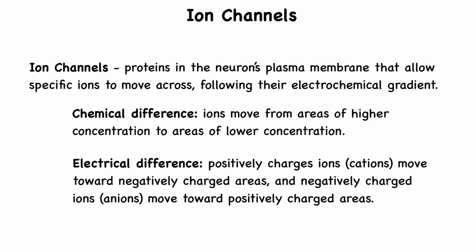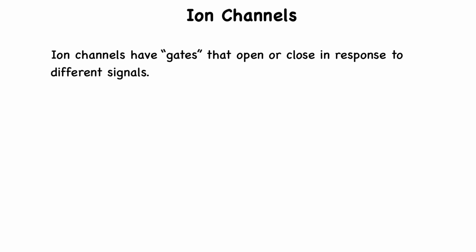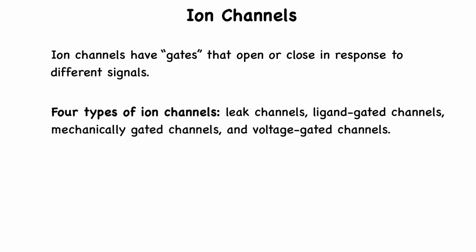As these ions move, they generate an electrical current that changes the membrane potential. Ion channels have gates that open or close in response to different signals. There are 4 types of ion channels that are used to produce the electrical signals of neurons and muscle fibers. They are leak channels, ligand-gated channels, mechanically gated channels, and voltage-gated channels.